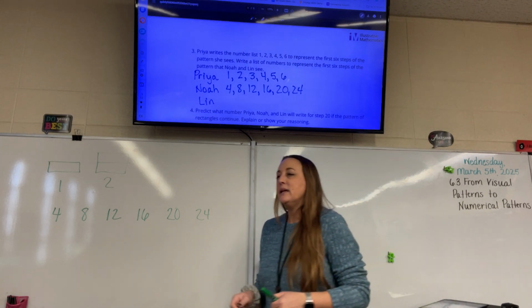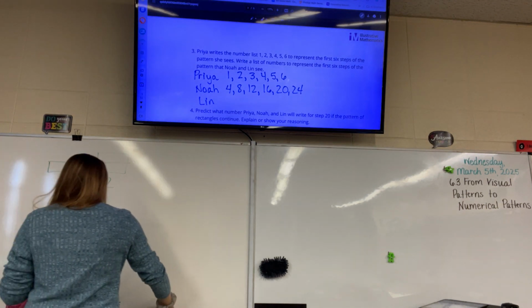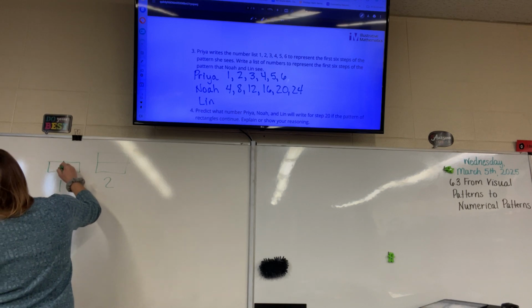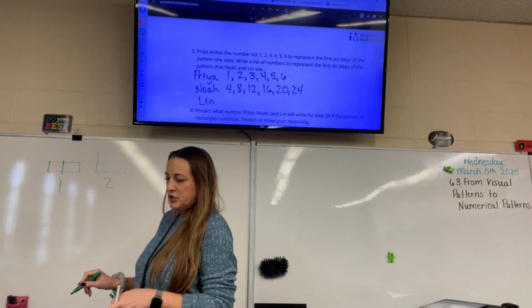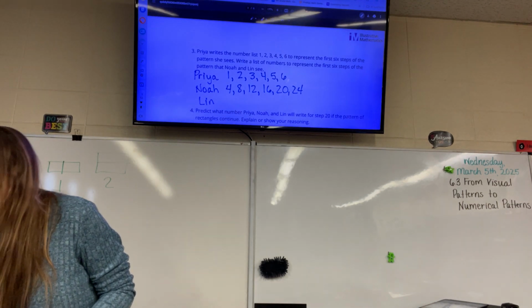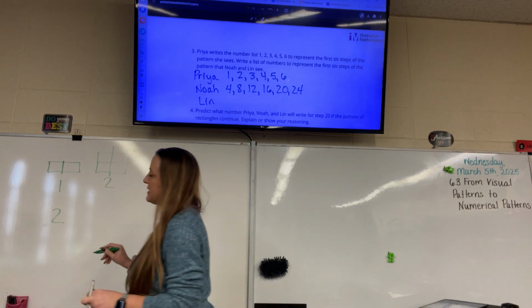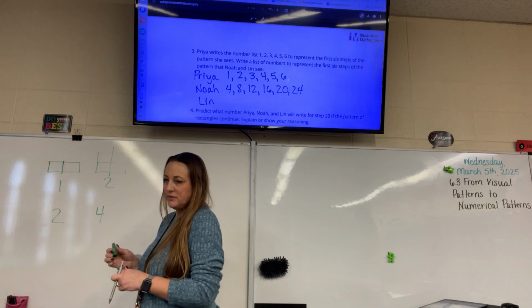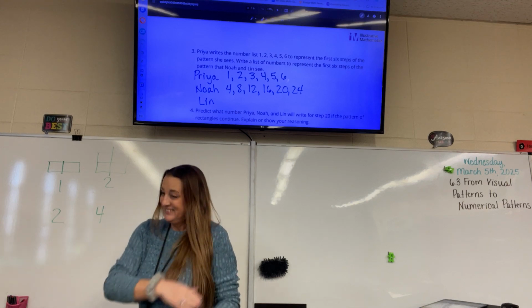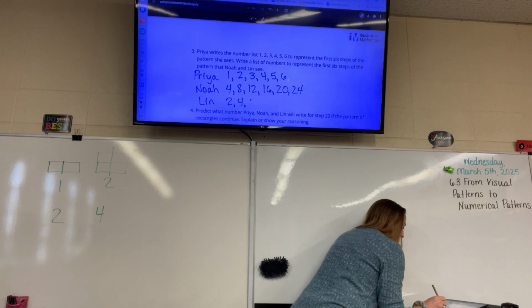And then remember, Lynn was looking at it as groups of 2. So how many groups of 2 would be in the first one? Macy? 2, because if you split it right in the middle, there's 2 groups of 2, right? How many groups of 2 would be on the second one? 4. So what is the pattern? Counting by 2s. Yep. So for Lynn, we're going to write 2, 4, 6, 8, 10, 12.